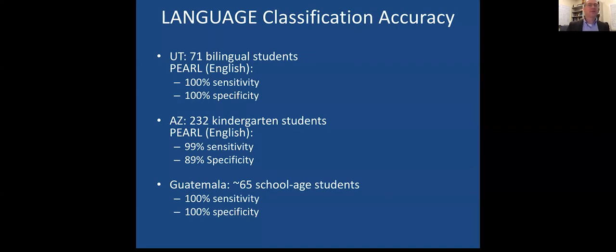Our data for the language, we don't have 800 students in the studies, but in the studies that we've done thus far, we have almost 100% accuracy in identifying children with future reading comprehension difficulty through this process.